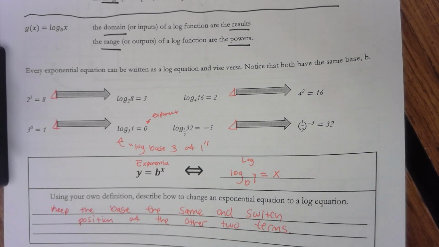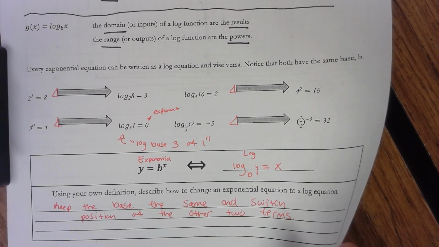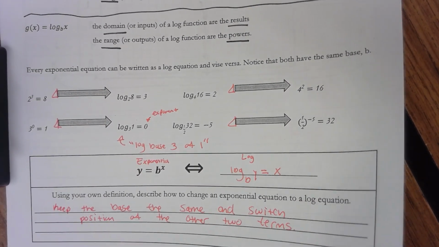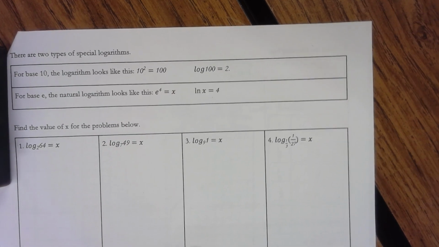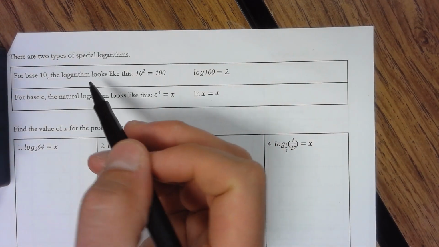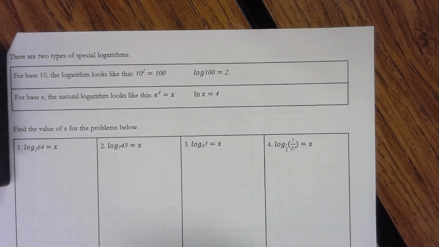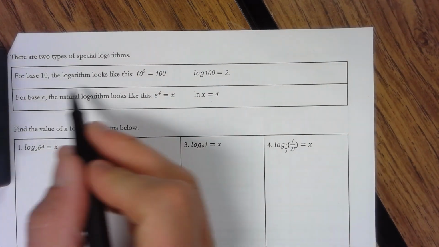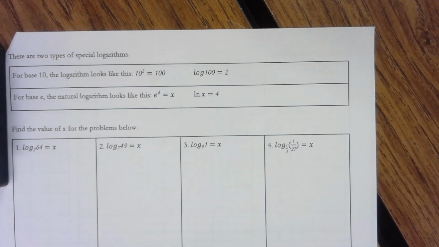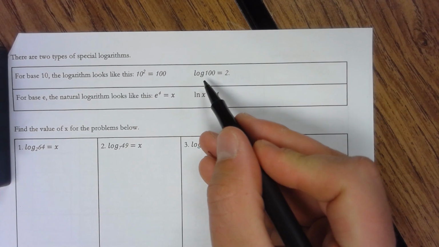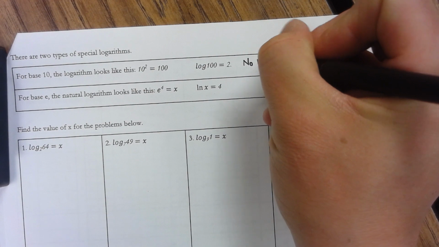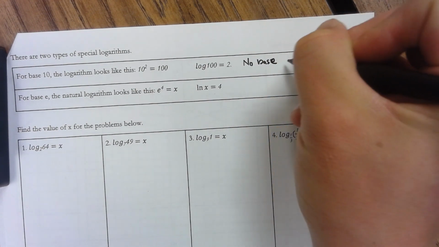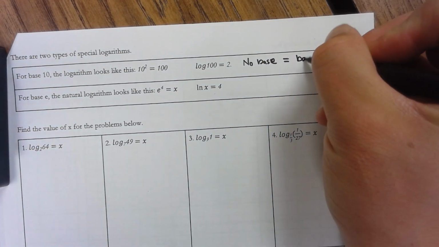So I'm going to flip this over. And that was a lot of introduction into logs. Now we're going to actually get to working with the logs. But before we do that, there's two special types of logs. One being base 10. Okay, so the logarithm looks like 10 squared equals 100. You will not see base 10. So what we're going to make a note of, if there is no base, that equals base 10.